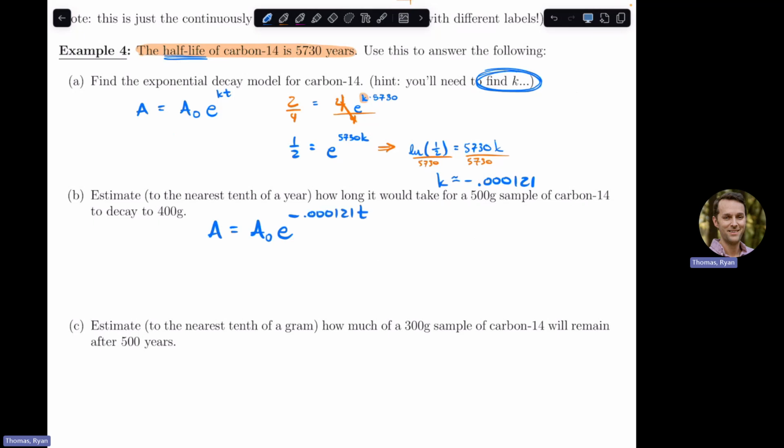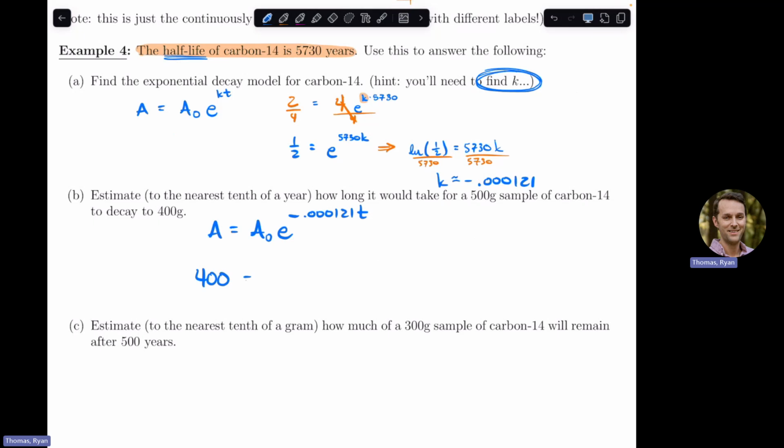Beyond that, answering these other questions, we want to estimate to the nearest tenth of a year. Now what are we finding? T. How long it would take for a 500 gram sample to decay to 400 grams. We've got amounts for A and for A naught. We know what K is now, and we're trying to find T. So what would setting that up look like?